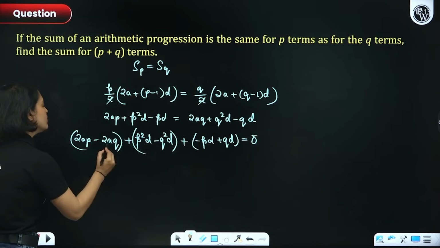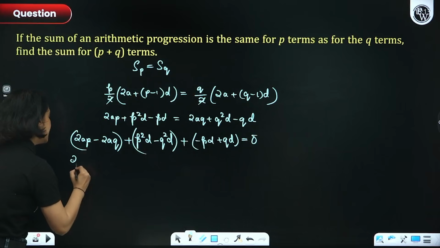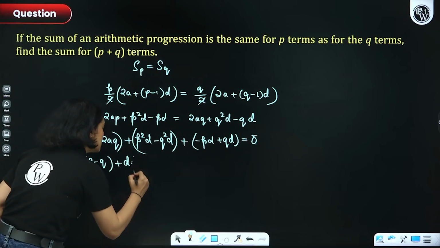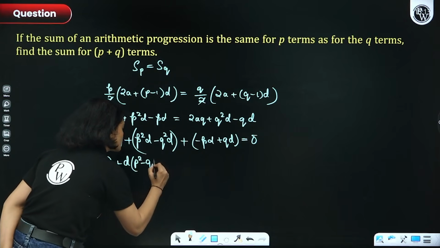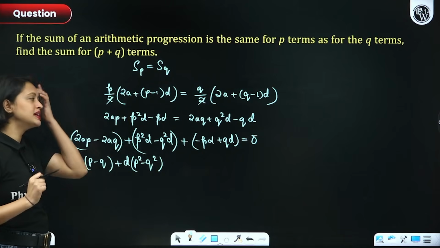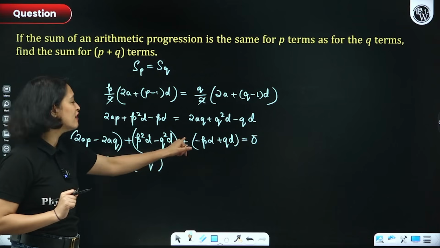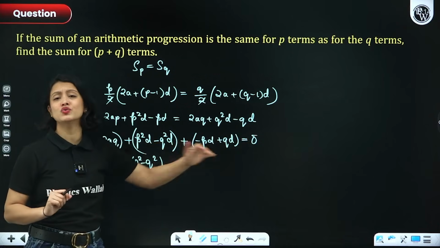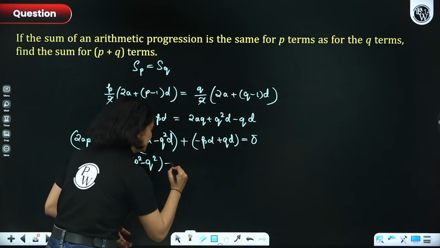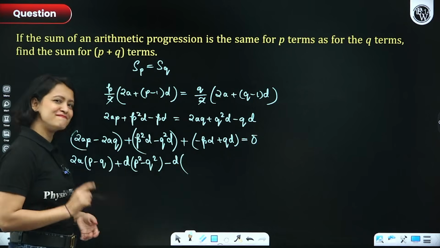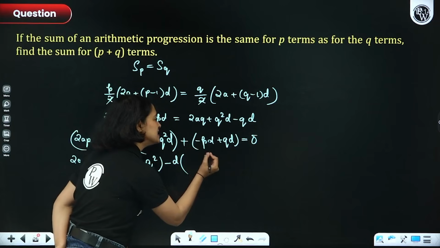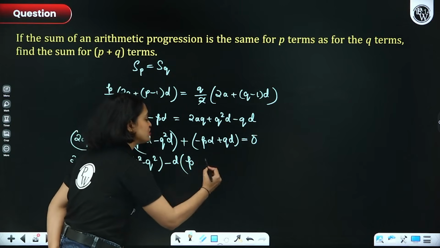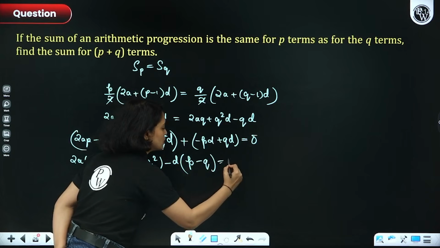Now, from the first bracket, I can take 2A common and I'll have p minus q. In the second bracket, I can take D common, and I'll have p square minus q square. In the third, the problem is that if I take D common, I'll have minus p plus q, but here I have p minus q. That is the problem, right? So I'll take minus D common. If I do that, minus D comes out, only p will remain, and since minus D is coming out, the sign will change, so I'll get minus q is equal to 0.